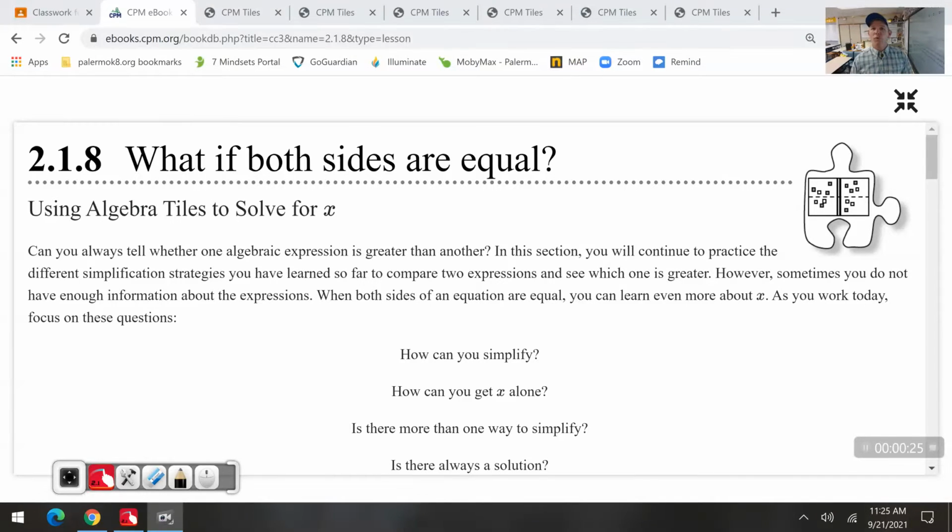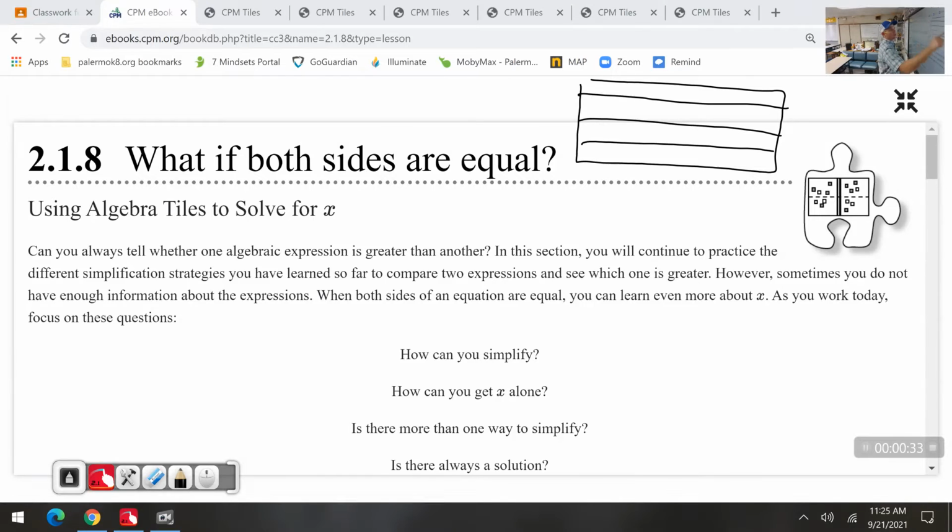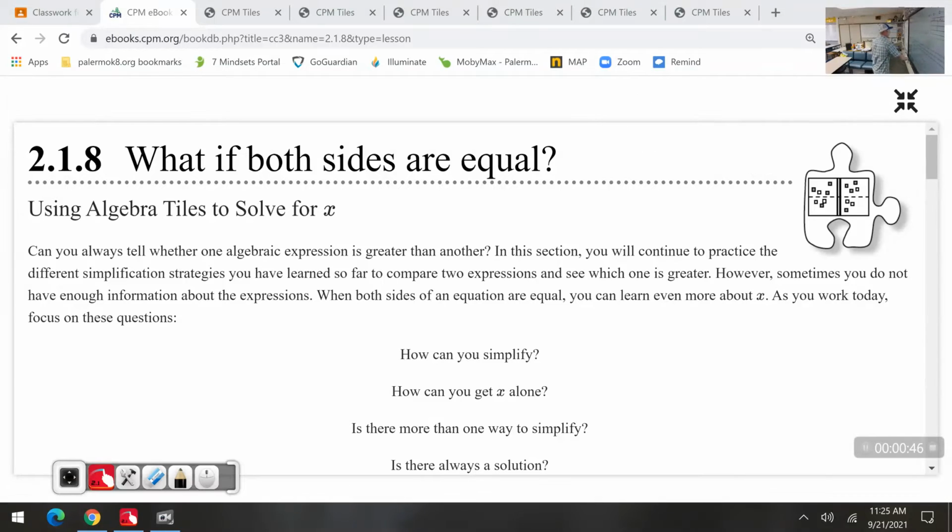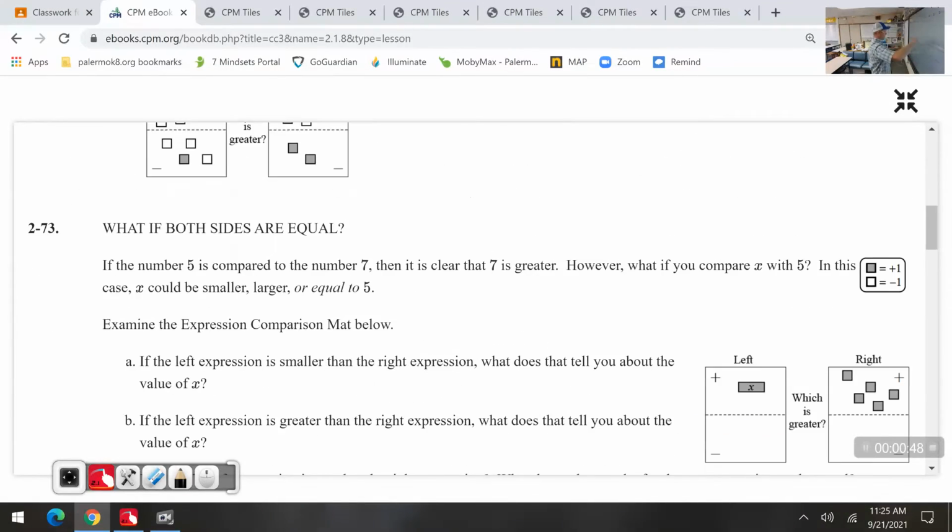In your notebook, you have a table. A table is when you have columns and rows, and you are writing in here. You have the left expression, the right expression, and you have an explanation. That is what I mean by a table. So let's go ahead and look at today's problem.